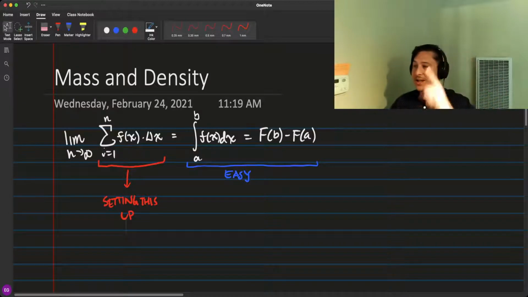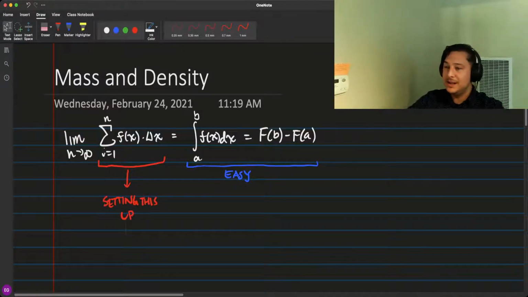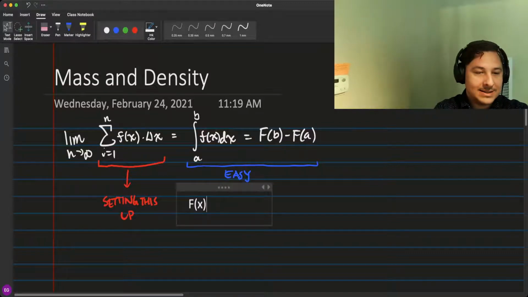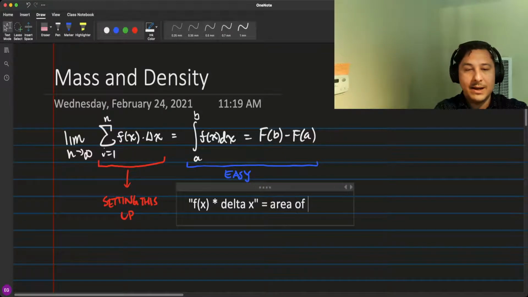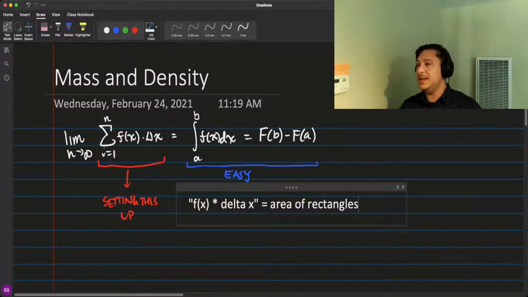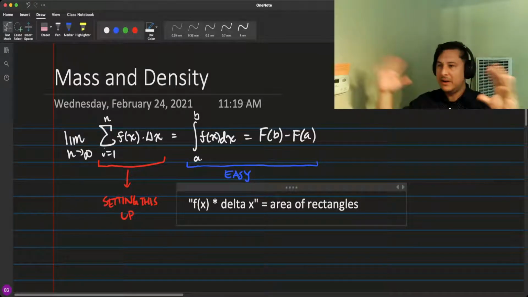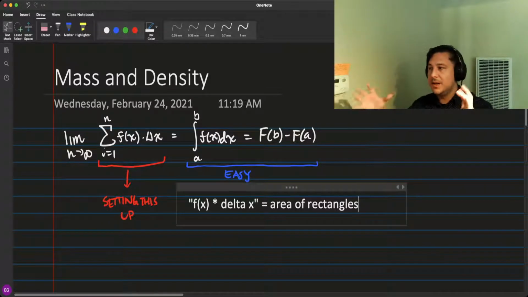And we've used this trick in several different contexts. We first started with this idea that f of x times delta x was equal to the area of rectangles, and we used that to approximate the area under some curved function. Does everyone remember that? We came up with the idea of the Riemann sum. We took the limit of the Riemann sum, and I was able to calculate this area by taking the limit of the Riemann sum.